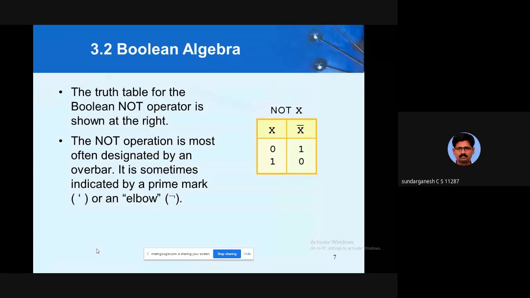Next one is the NOT operator. If you give 0, the output is 1. If you give 1, the output is 0. This NOT operation is represented in the output as x bar, which they call an elbow, or sometimes a complement symbol using a prime mark like this.